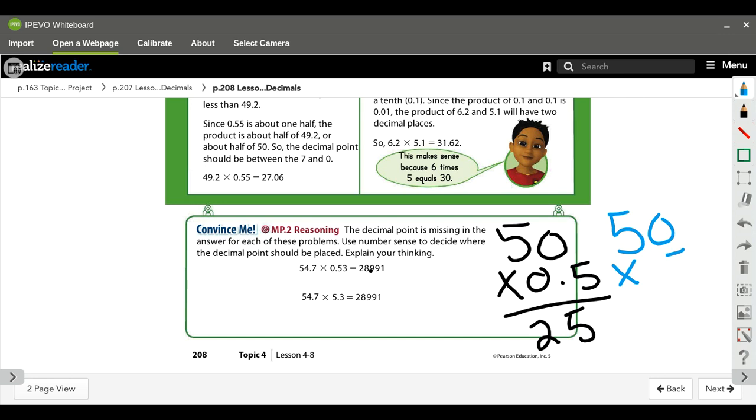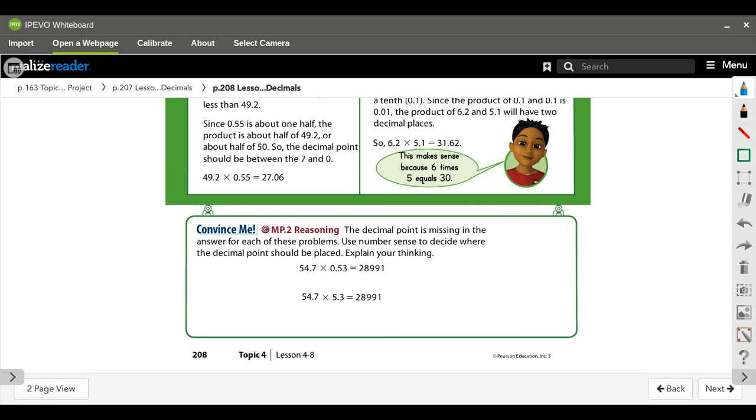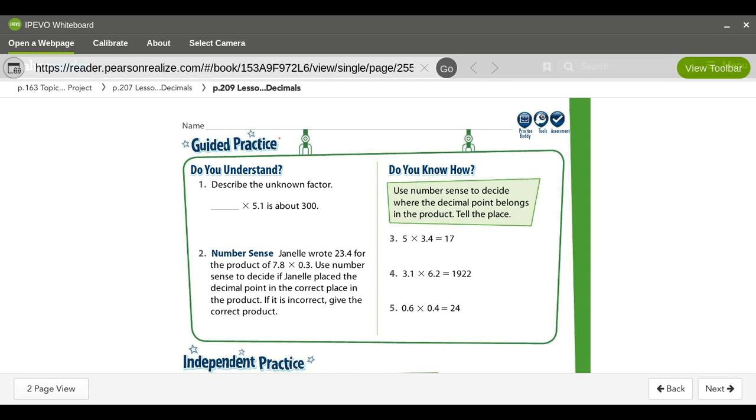And then I'm going to do 5. So when I do 50 times 5, I'm going to get 250. So my answer needs to be near 250. So the best place to put that is going to be between the two nines, because I get 289, which is near 250. My answer is reasonable. I moved on to the guided practice.